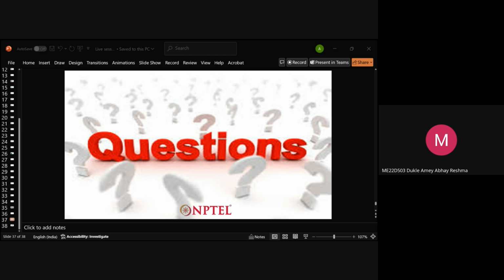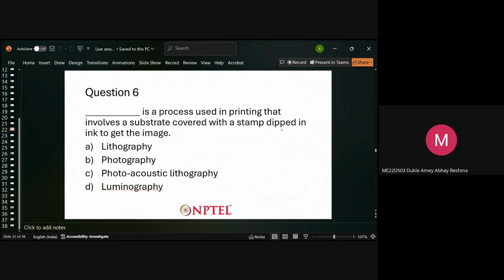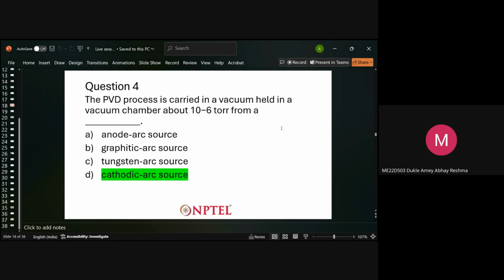Okay. So we'll move first to question number 4. This is a recall type of question. There is nothing given to explain it, but I'll just tell you. The PVD process is carried out in a vacuum chamber. As I showed you, it is held in an inert atmosphere chamber, like an argon atmosphere, at 10 raised to minus 6 torr. That is the vacuum that has been created. So it is a very low pressure.